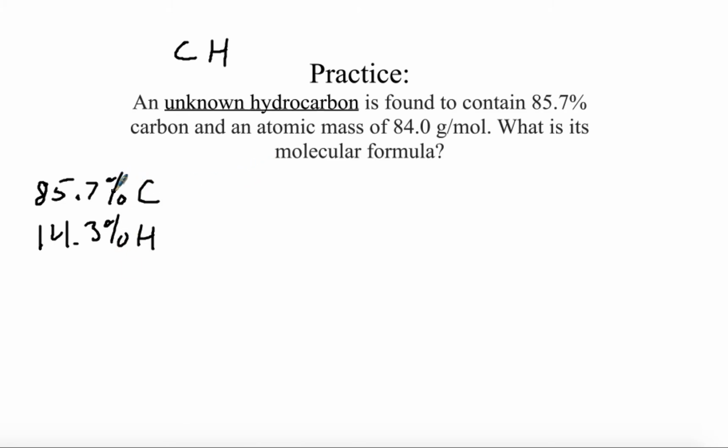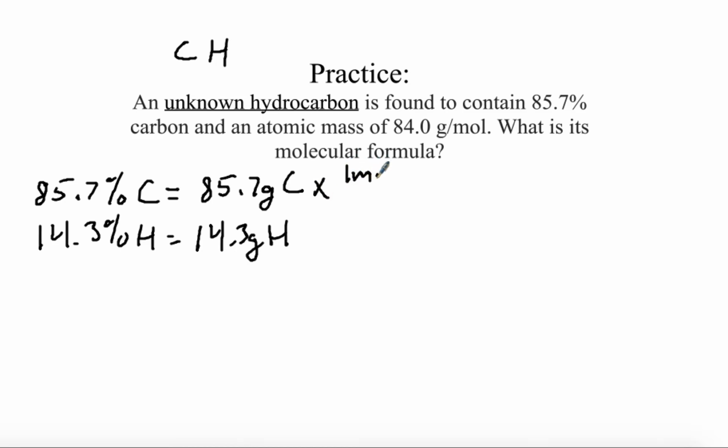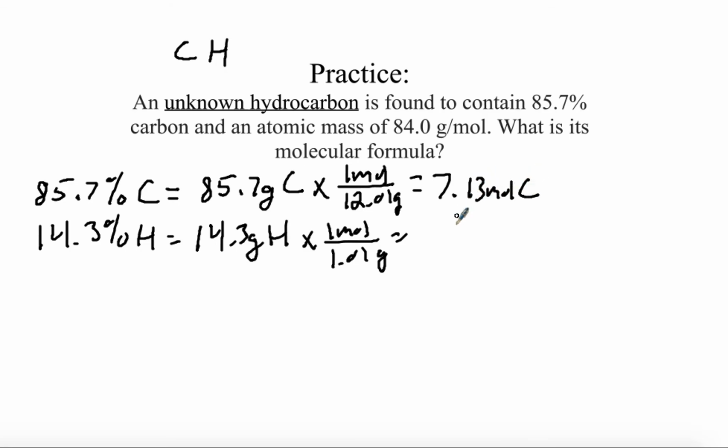Okay, so from this, we can actually determine what the empirical formula is. We just kind of did that before. So we're going to assume 100 grams here. So we're going to assume I have actually 85.7 grams of carbon and 14.3 grams of hydrogen. Okay, we're going to have to convert these into moles. So once again, we're just going to go ahead and divide by the molar mass in both instances. Okay, so I'm going to have 7.13 moles of carbon. I'm going to have 14.15 moles of hydrogen.